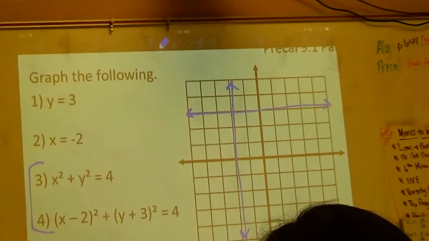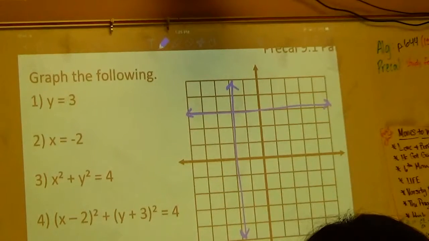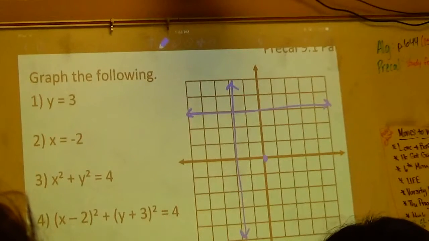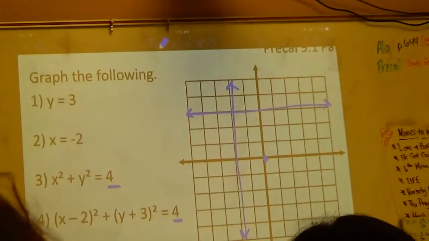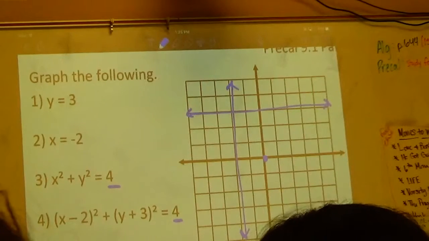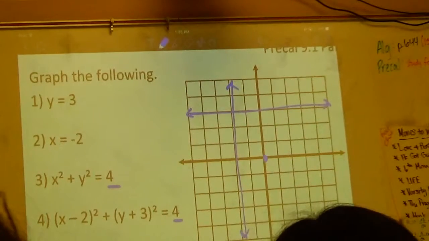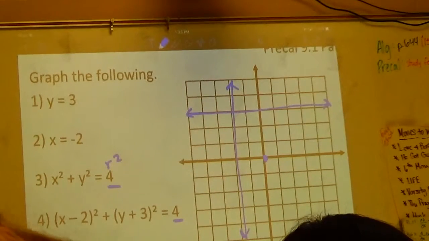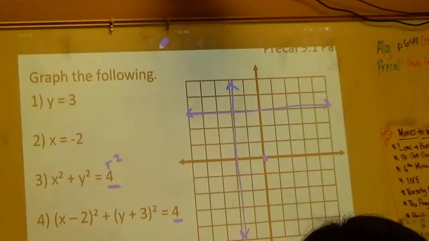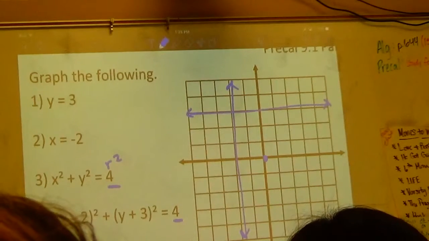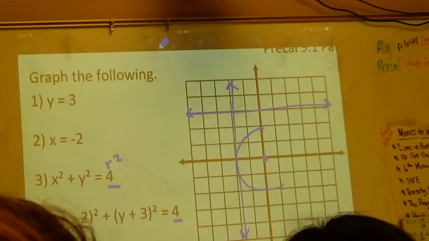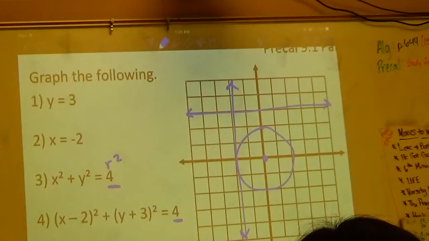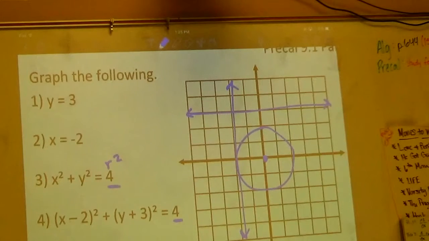The first one, number 3, is a circle with a center at the origin. The number on the outside is r squared, right? This is r squared. That should look familiar, I hope. Yeah, we talked about that on Friday, right? Good. Here my radius is 2. So that would be a circle of radius 2 at the origin.